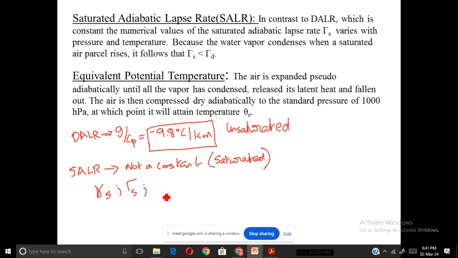And because the water vapor condenses when a saturated air parcel rises. So in case of a saturated air parcel, suppose it is saturated at this level and we are trying to rise it again. If we are again rising the air parcel in the atmosphere, its temperature decreases. As I told, at saturation, temperature is equal to dew point temperature. It has reached the dew point. Now if we reduce the temperature further beyond the dew point, condensation will start to occur.